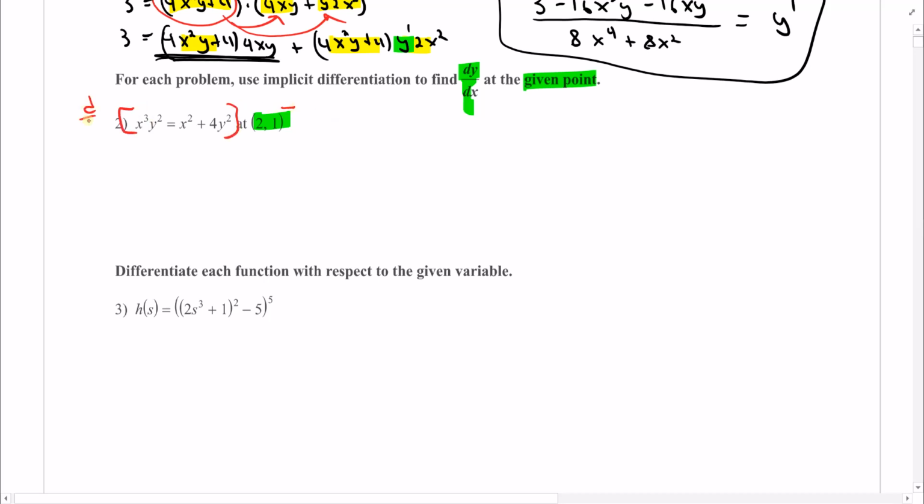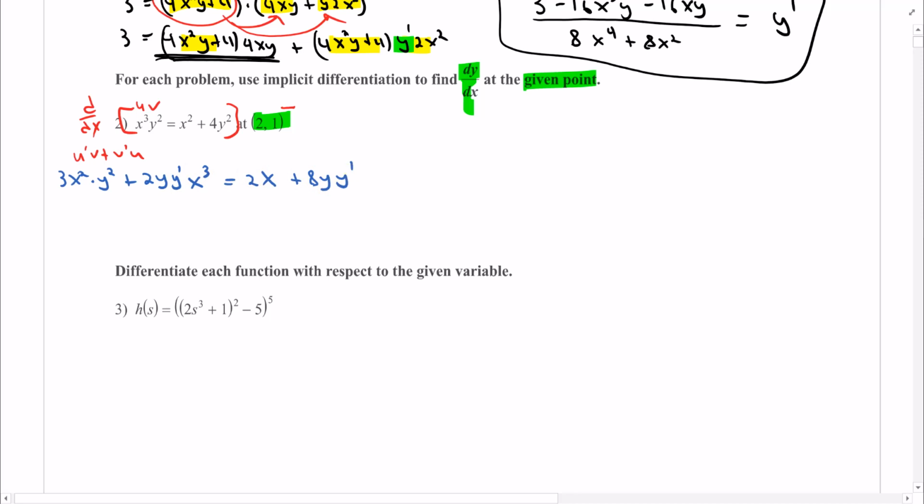We're going to take the derivative with respect to x of this whole thing. Notice a little product going on here. We're going to have to use product rule, right? u prime v plus v prime u. We're going to get 3x squared times y squared plus 2y y prime times x cubed equals, on the right-hand side, derivative of 2x is that, plus 8y y prime.